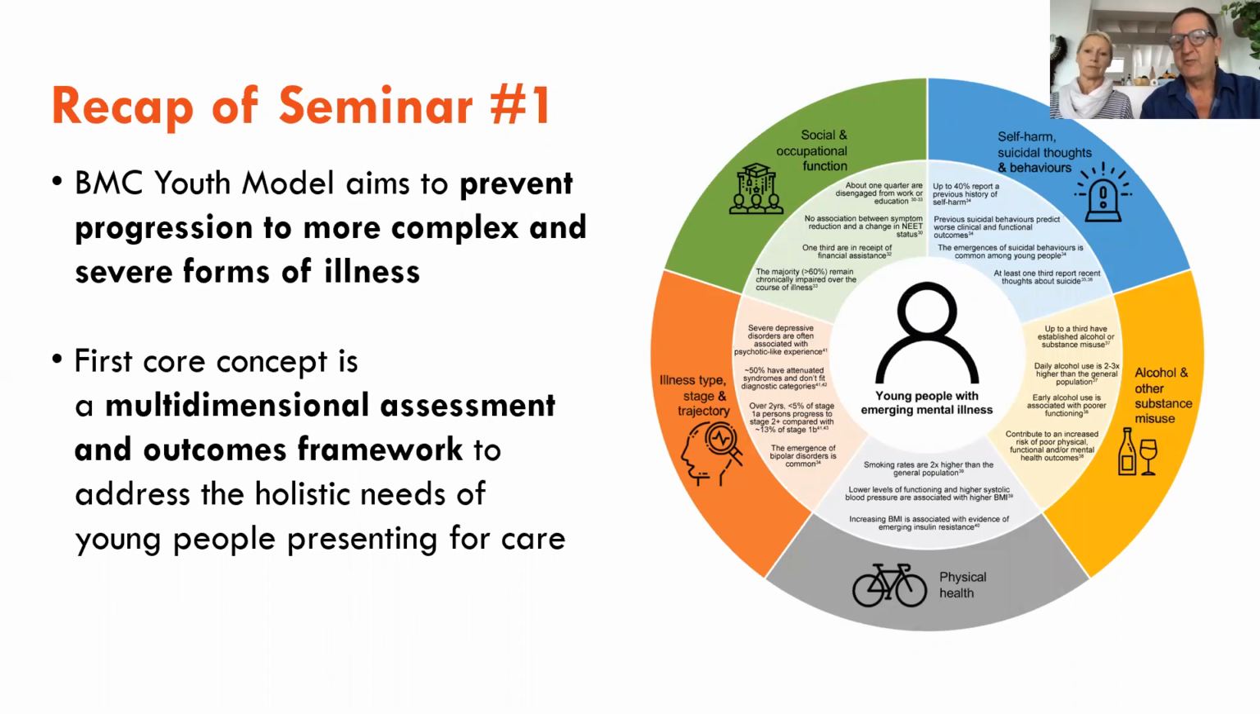So, in Seminar 1, we discussed the multidimensional framework in which we do assessment, the movement away from just individual diagnoses, within the illness category to talk about type and stage and trajectory, importantly to emphasise social and occupational functioning, concurrent suicidal thoughts and behaviours, comorbidities in relation to alcohol and substance abuse, and concurrent physical illness. It's complex. It's not simple, but young people's lives are often complex, and the number of issues that need to be attended to and seriously assessed and intervened on need to be addressed. Next slide.